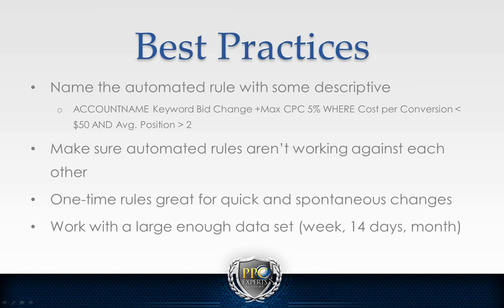And then you want to make sure that the automated rules aren't working against each other. If you have multiple rules per account, some increasing the bids, some decreasing the bids, you want to make sure that they're not conflicting with one another, because you could easily do that. You could set up a rule where one rule would increase it and the other rule would decrease it, and you'd essentially be canceling things out. So you want to make sure you're not canceling the rules out.